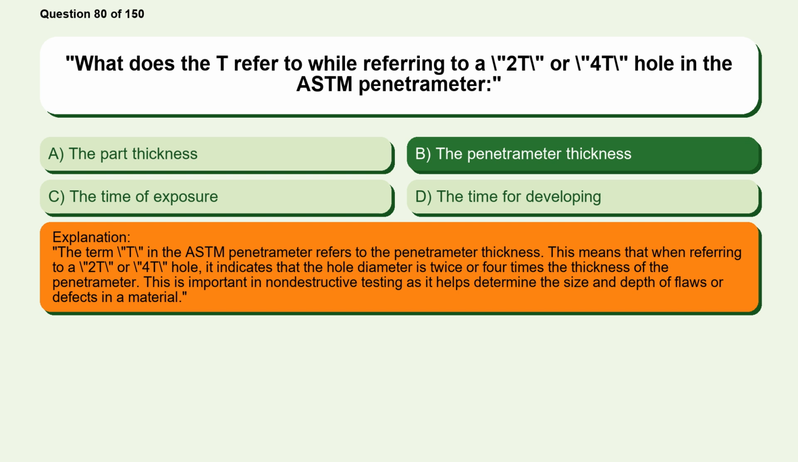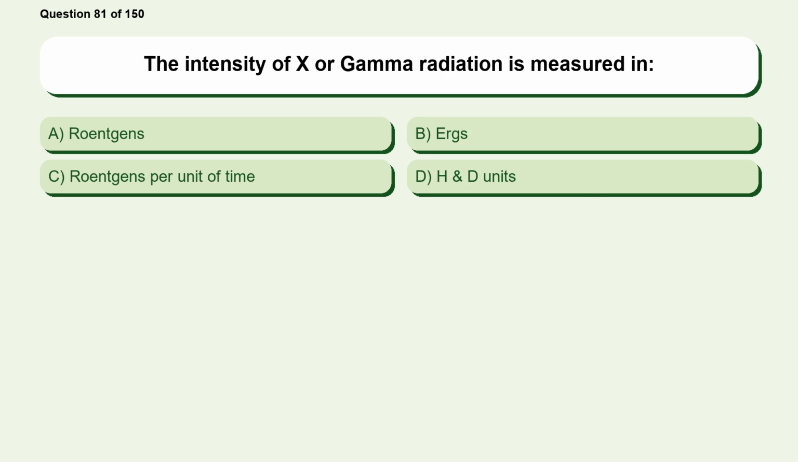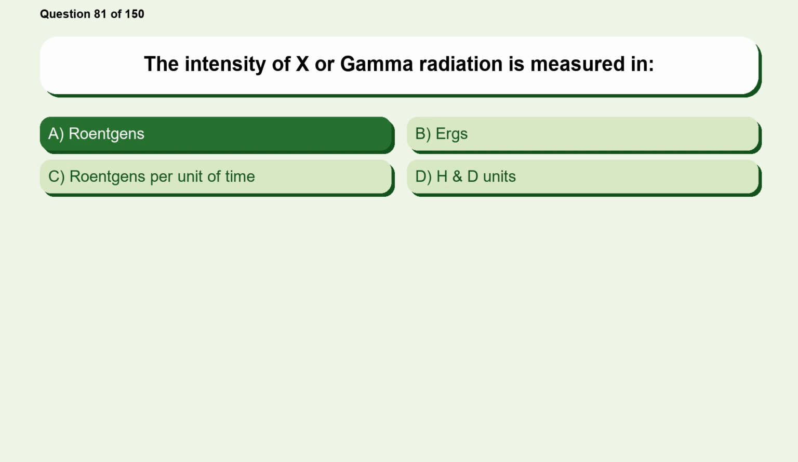Question 81. The intensity of X or gamma radiation is measured in: Option A, Röntgens. Option B, ergs. Option C, Röntgens per unit of time. Option D, HND units. The correct answer is Option A, Röntgens.